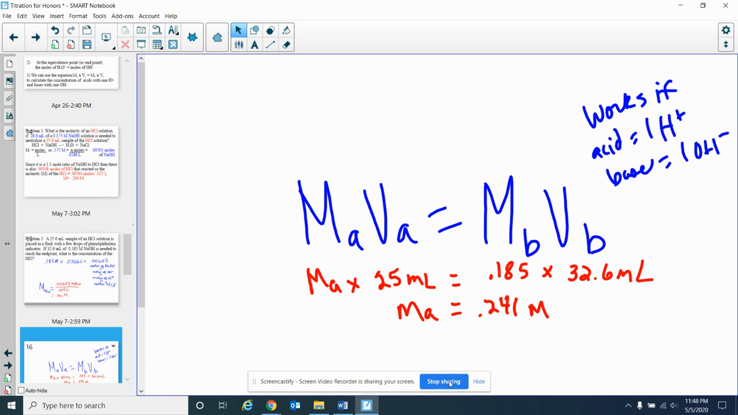Okay, so we're going to stop there for today and then do some problems on this acid-base stuff. And then tomorrow I will show you an actual titration experiment.